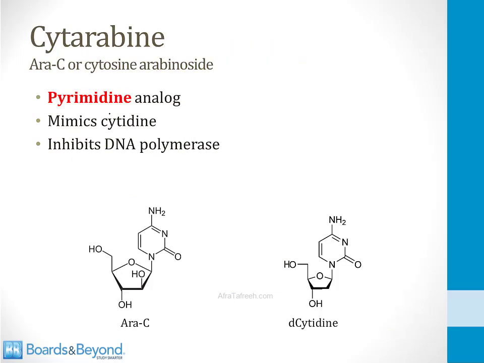Our first antimetabolite chemotherapy drug is cytarabine, which is also called Ara-C or cytosine arabinoside. Cytarabine is a pyrimidine analog.